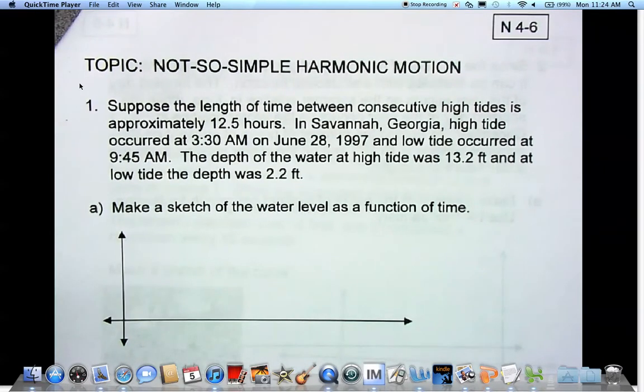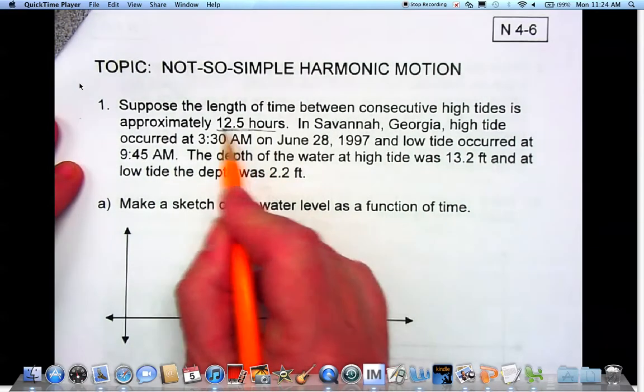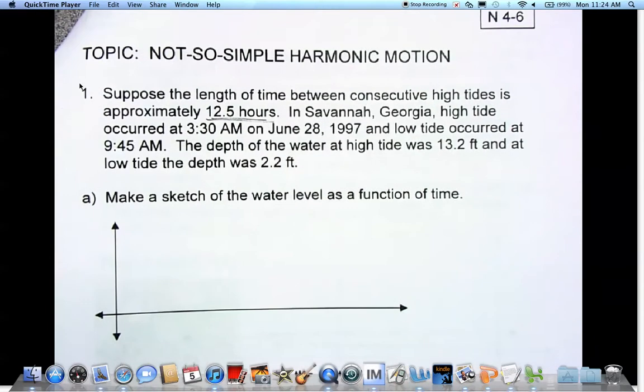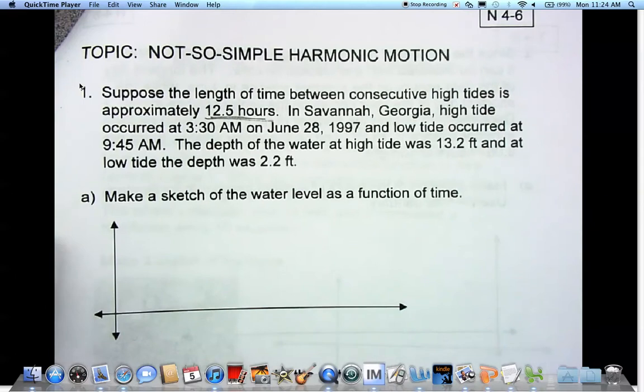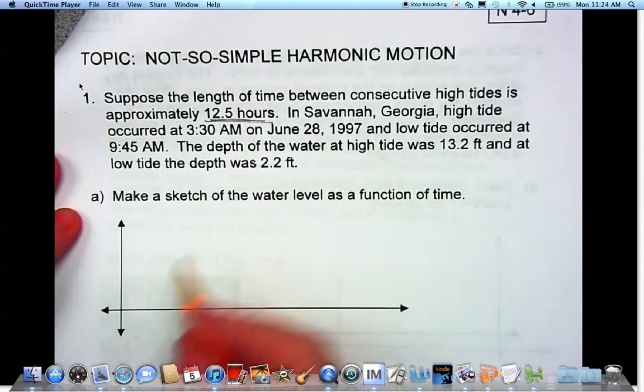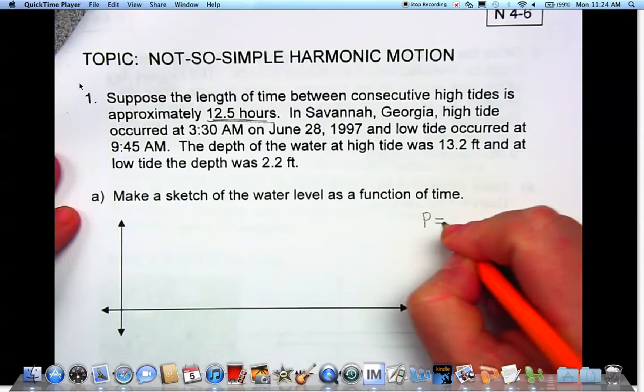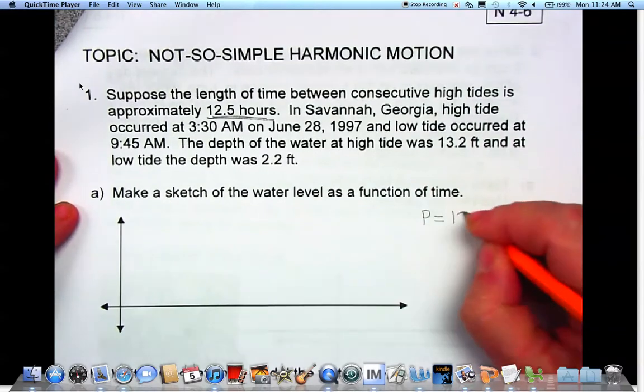Okay. So suppose the length of time between consecutive high tides is approximately 12.5 hours. So what does that tell you right now? If you're going from high tide to high tide, that's your amplitude. It is cosine, and that's not your amplitude. No, it's your period. It's how long it is from high tide to high tide. So this is your period. Let's write that down. Period equals 12.5 hours.